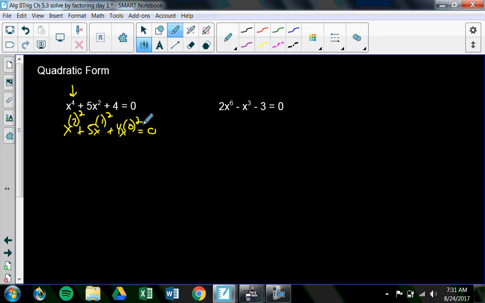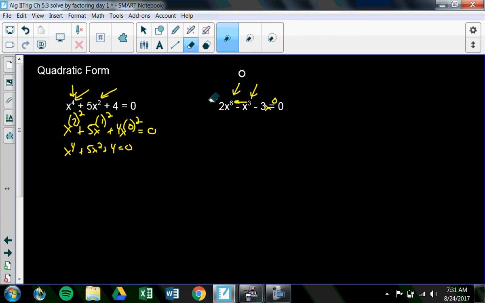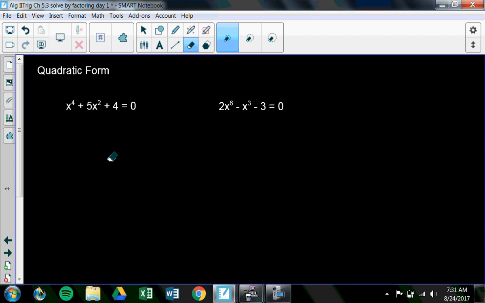And so we get x to the fourth plus 5x squared plus 4 equals 0. The powers are being doubled here, not squared. That makes a difference. If this power is twice as big as this power, like here, it's 6 and 3, and then a 0 on the end, x to the 0, or 8 and 4. As long as this power is twice as big as this power, and this power over here is a 0, then we have what's called quadratic form. And we just factor it as if it was a quadratic, then change the powers afterwards.